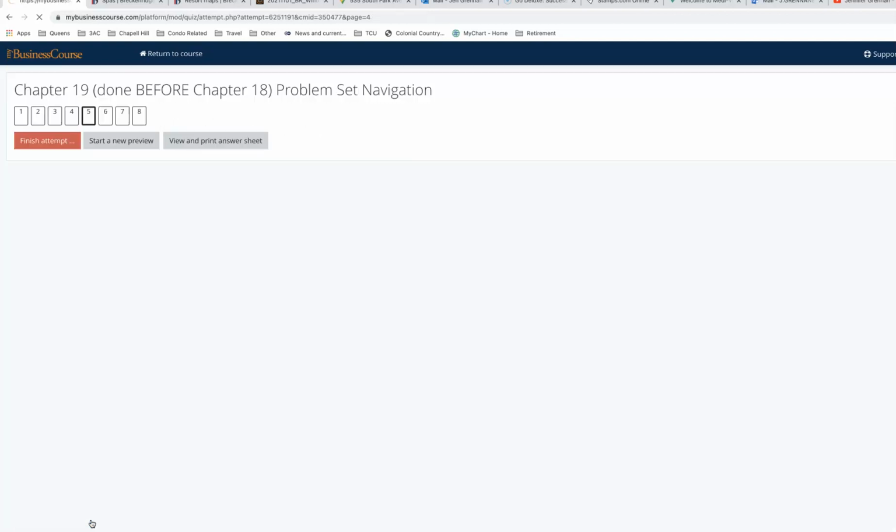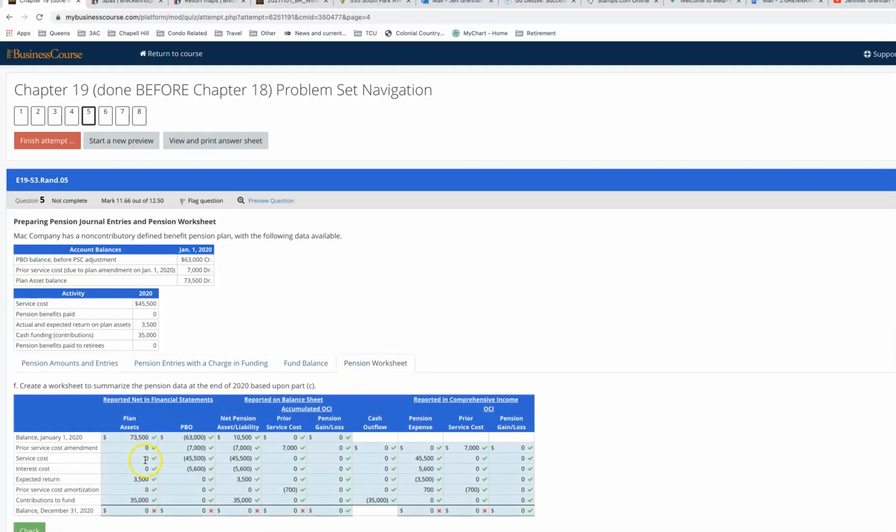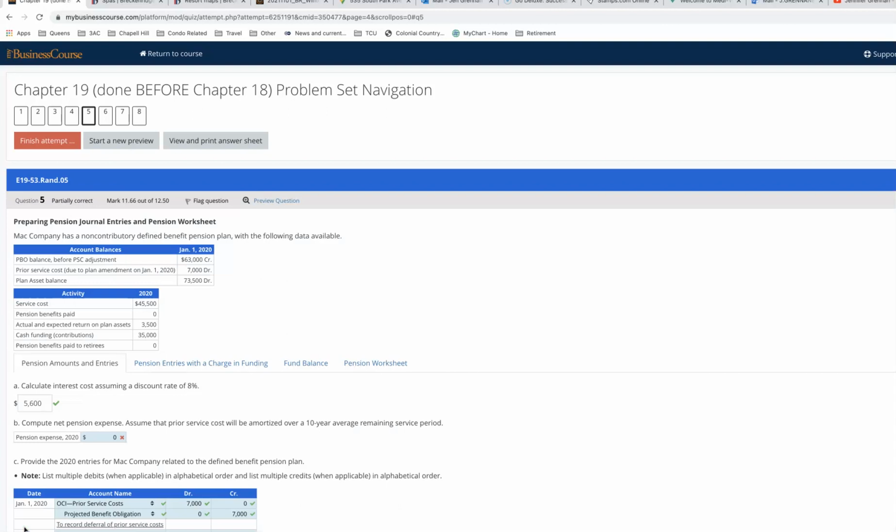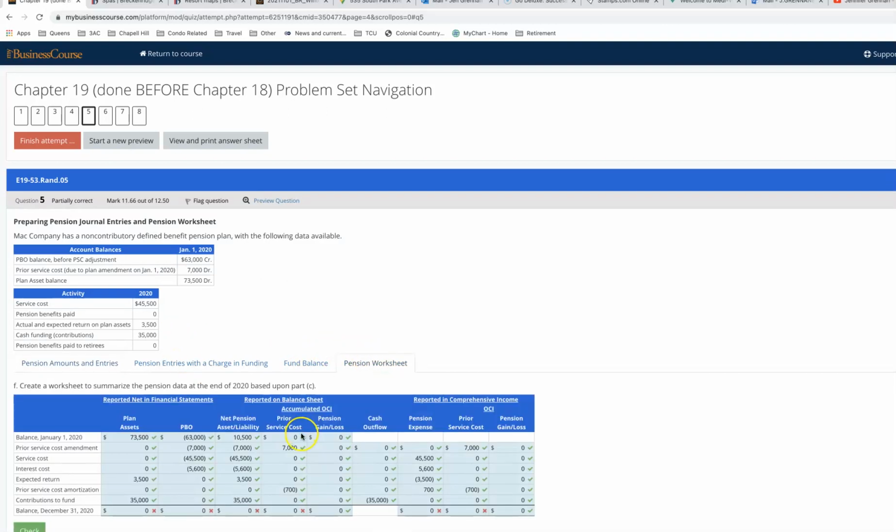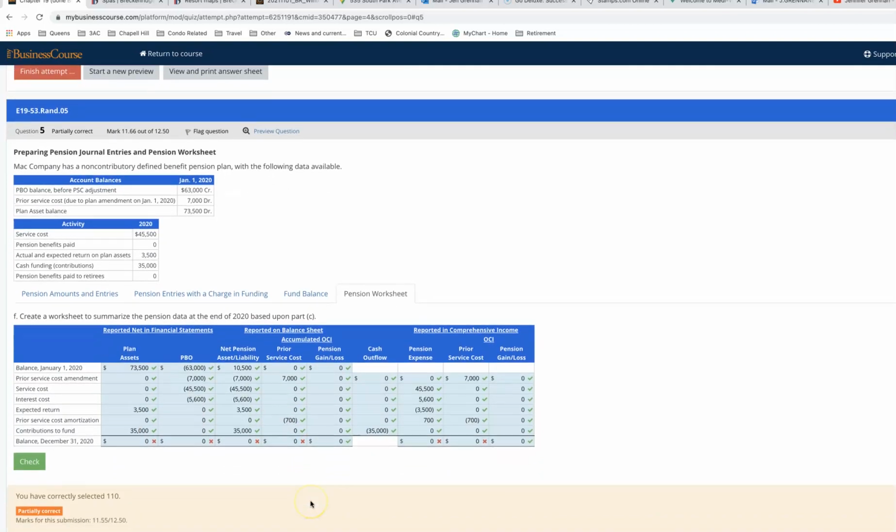Better save my answers first, because I've noticed sometimes they go away if I don't. All right, now let me check. All right, go back to the pension worksheet. Boom. Got all my green check marks except for the subtotals, which I can just put those in as well, but I'm not going to take the time to do that in this video.